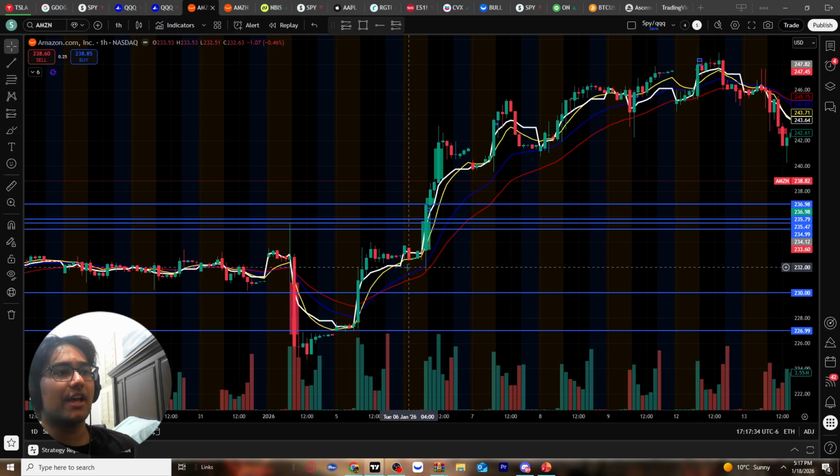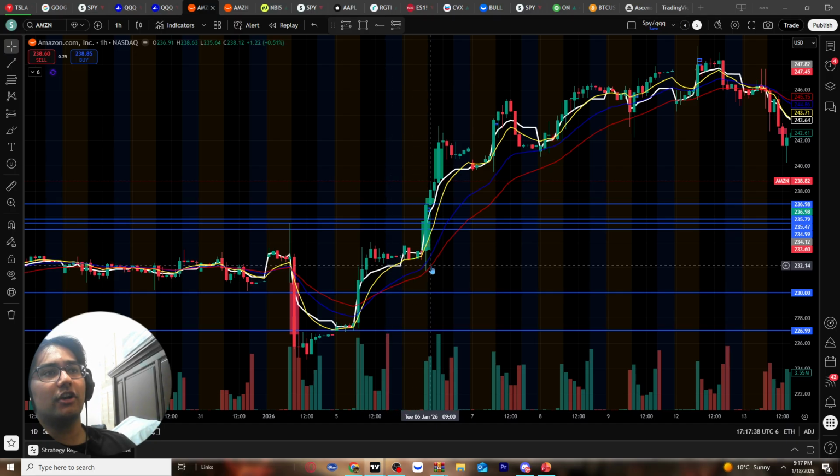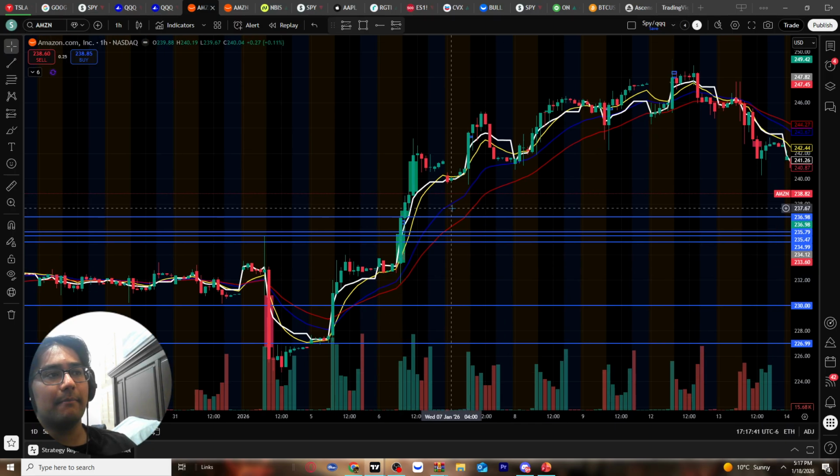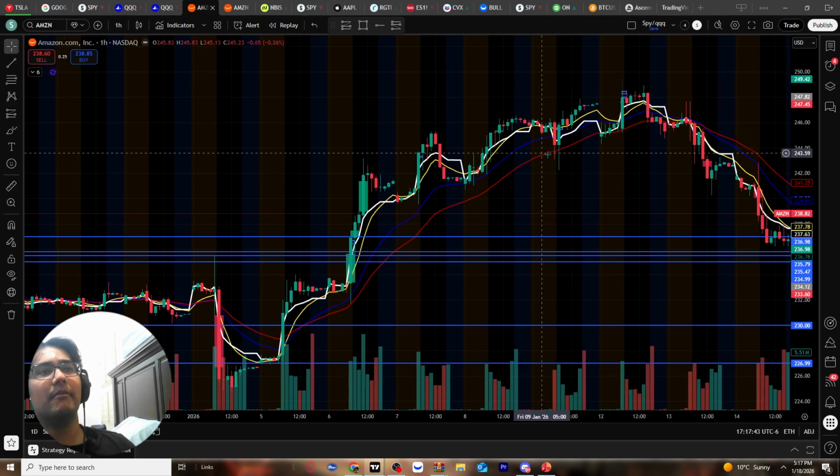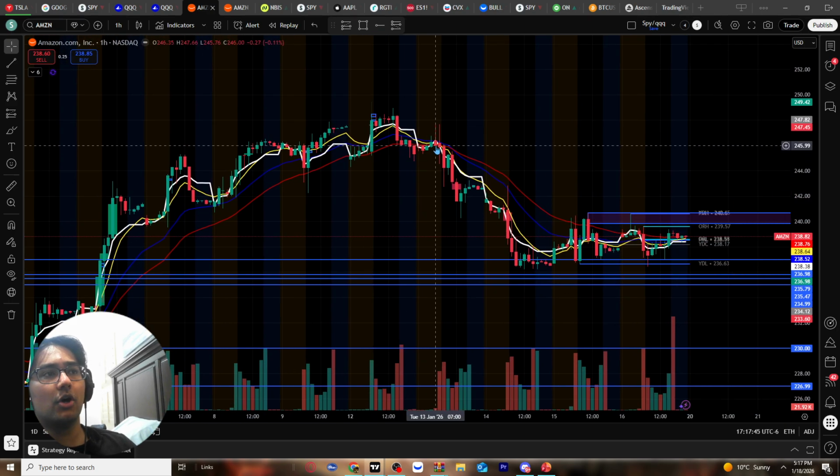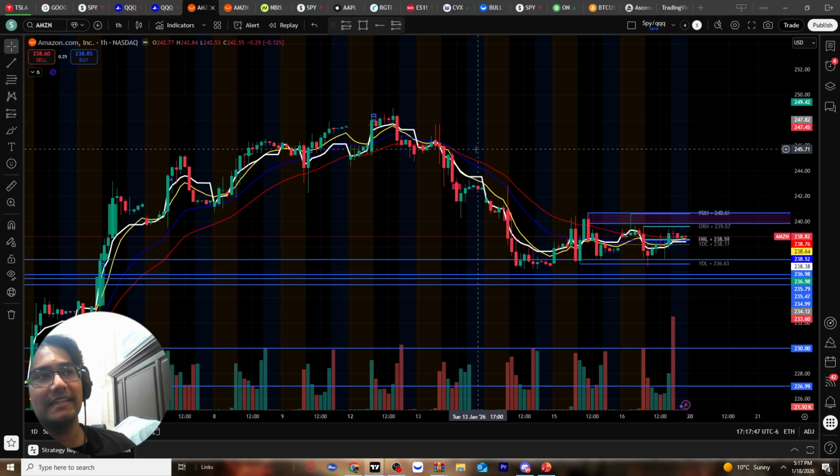So simply, this yellow line is our 9 EMA, this blue line is our 21 EMA, and the red line is a 34 EMA. If we're above these EMAs, especially the 34 EMA, then we're kind of bullish. We're bullish on the higher time frame. If we're below this EMA, then we're kind of bearish, right? You can kind of see it works.